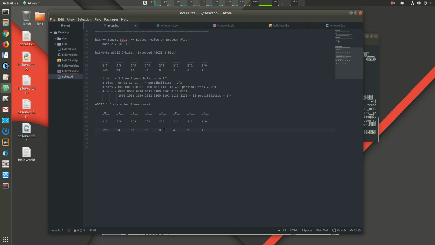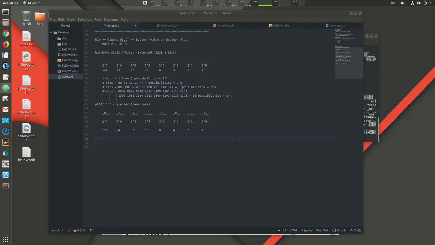In binary, it's really the same thing, except you're going up by the power of the base, right? So base 2, so you multiply by the base each time. 1 times 2 is 2, 2 times 2 is 4, 4 times 2 is 8, 8 times 2 is 16, 16 times 2 is 32, 32 times 2 is 64, and etc. We get to 128. All right.